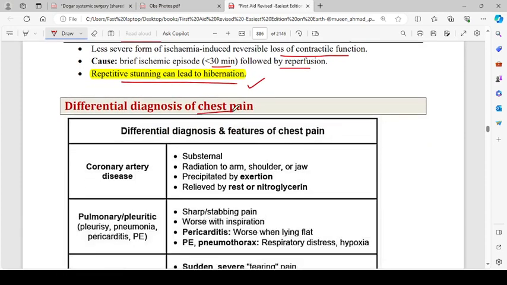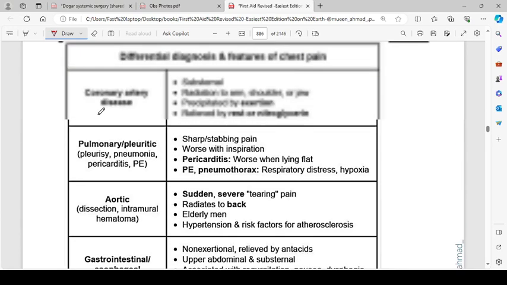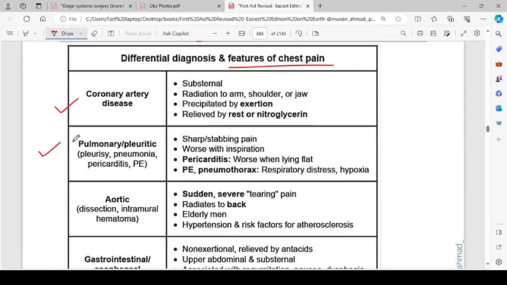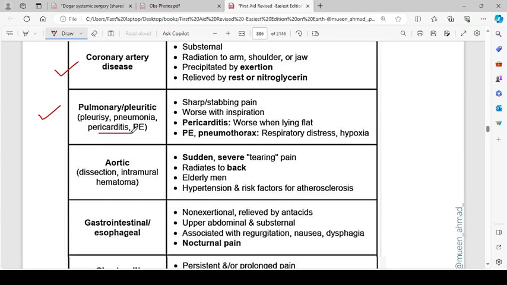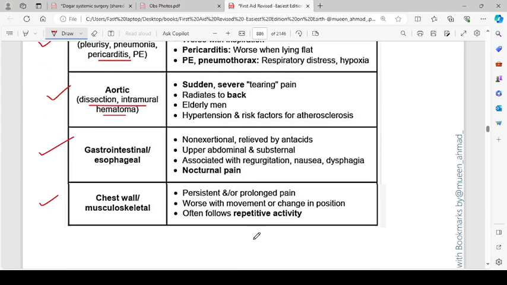Then we have differential diagnosis of chest pain. So differential diagnosis and features of chest pain: coronary artery disease. For the chest pain, these are the differentials: coronary artery disease; pulmonary or pleuritic causes like pleurisy, pneumonia, pericarditis, and pulmonary embolism; aortic causes like dissection and intramural hematoma; gastrointestinal or esophageal; or musculoskeletal.